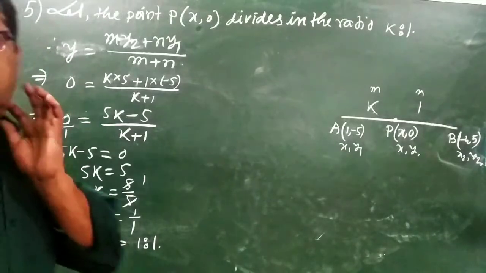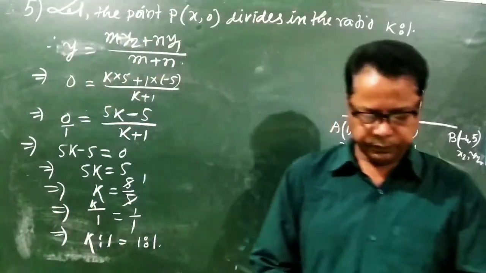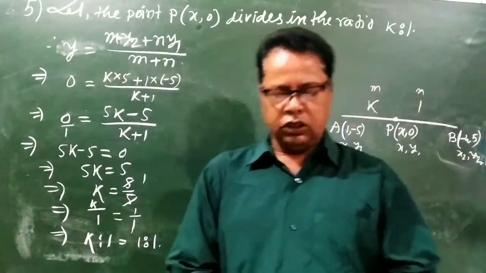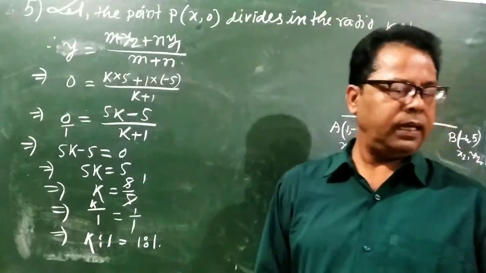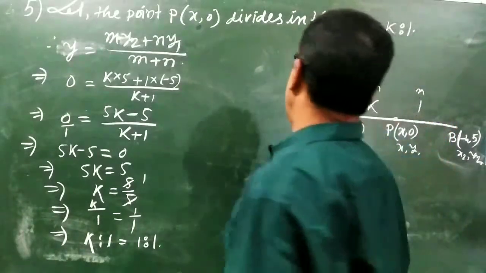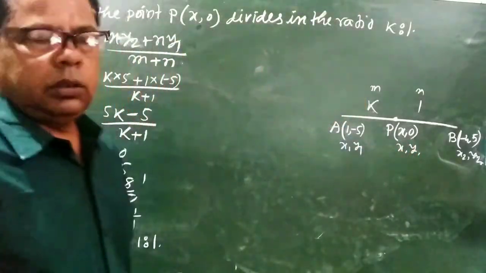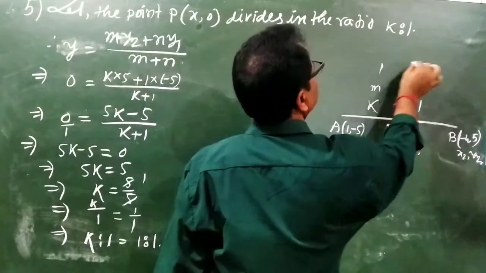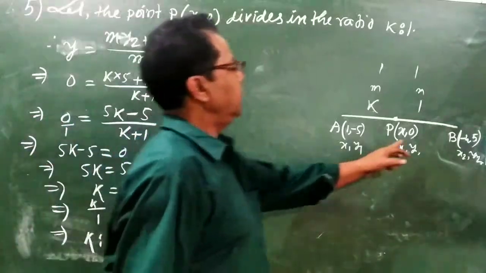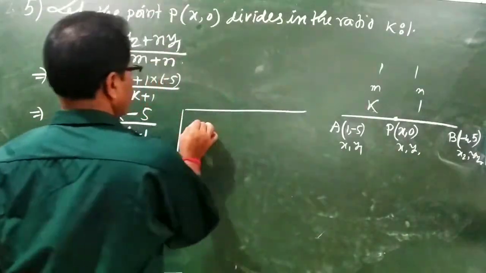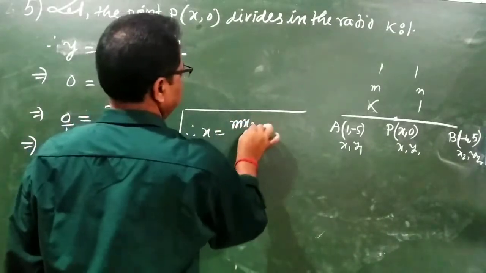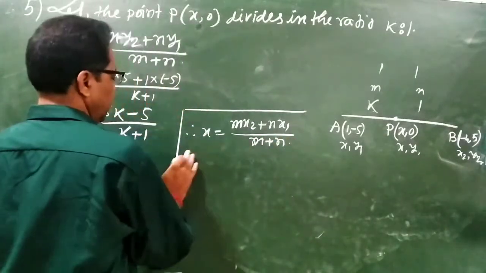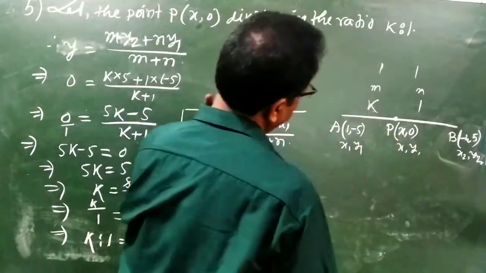Now, our other work is to find out, in question number 5, also the coordinates of the point of division. The coordinates of this point we have to find out. So here the ratio becomes 1 is to 1. Therefore, now we need to find this point, the value for x. Therefore, the value for x is (m x2 plus n x1) divided by (m plus n). The value of x is unknown, and that we are going to find out.